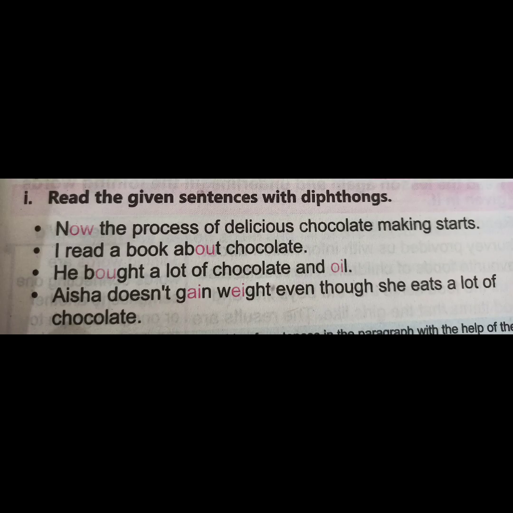Now let's see some examples of diphthongs. Number 1, now the process of delicious chocolate making starts. Number 2, I read a book about chocolate. Number 3, I bought a lot of chocolate and oil. Number 4, Aisha doesn't gain weight even though she eats a lot of chocolate. Now, about, bought, oil, gain, weight are some examples of diphthongs.